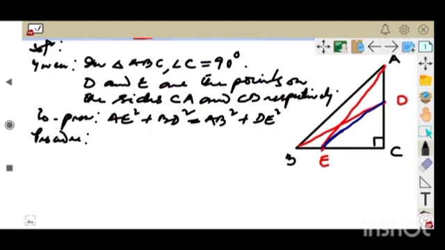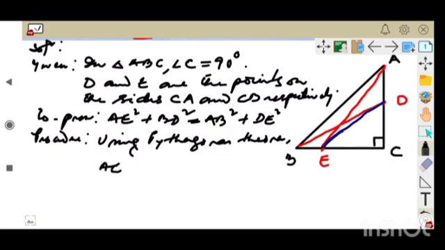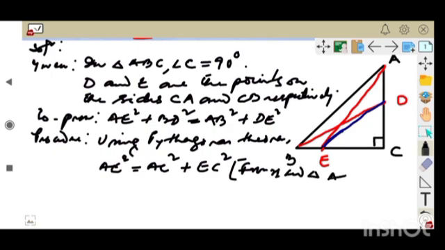Okay, first I'll take triangle AEC, right angle triangle AEC. So let me say using Pythagoras theorem. From which triangle? Triangle AEC. What we can write? I can write here AE square equal to what? We have AC square plus EC square. And let's write here from which triangle? From right angle triangle AEC.